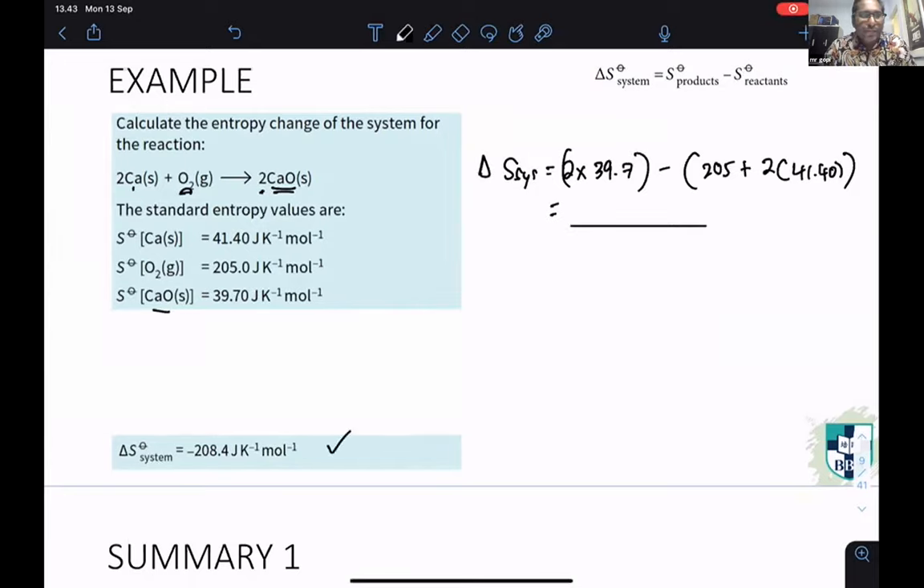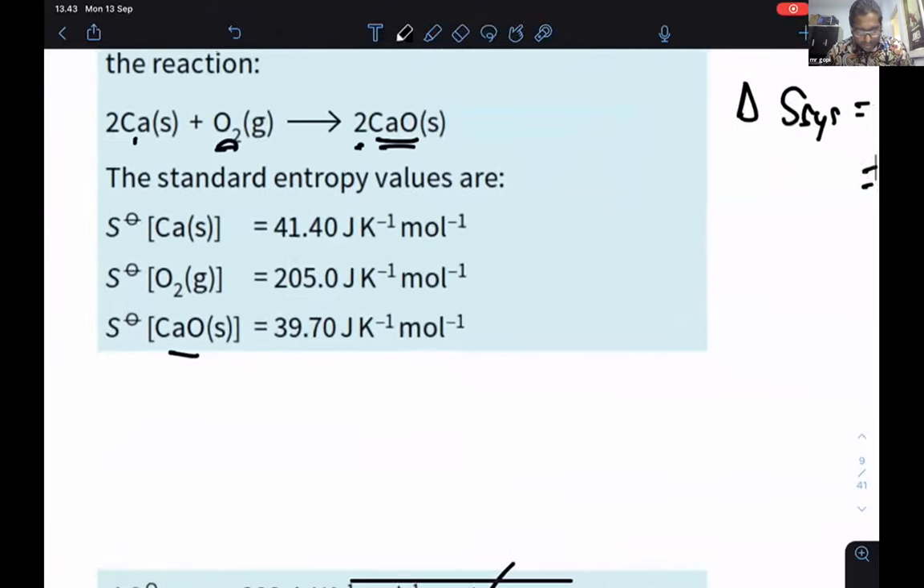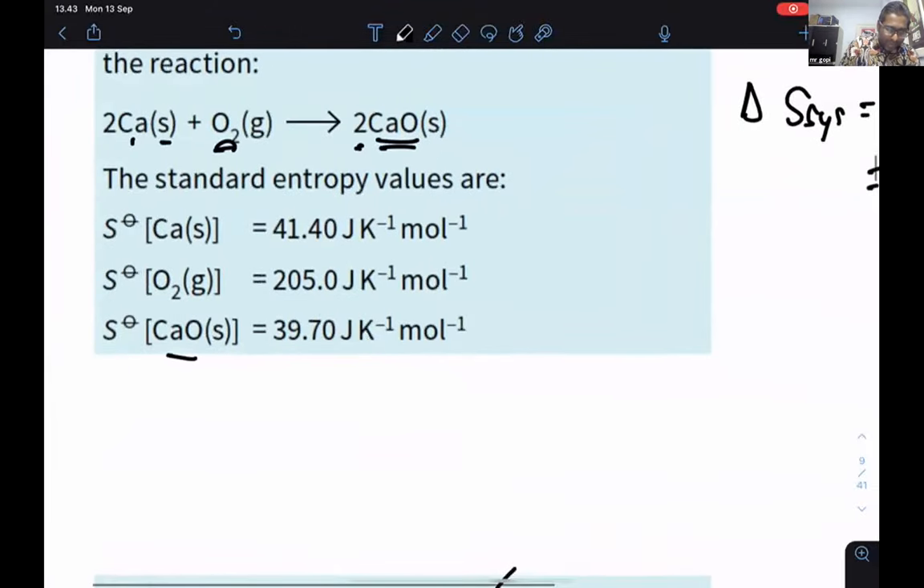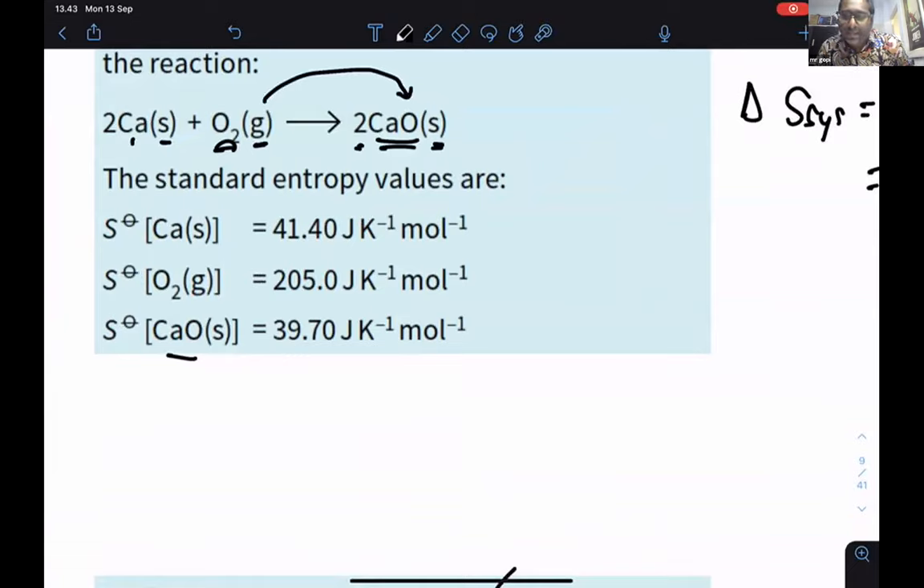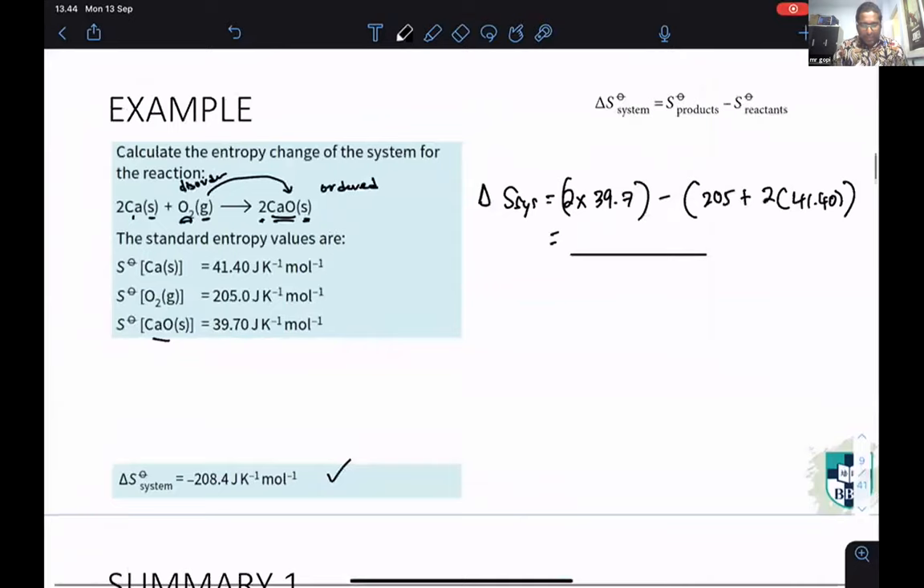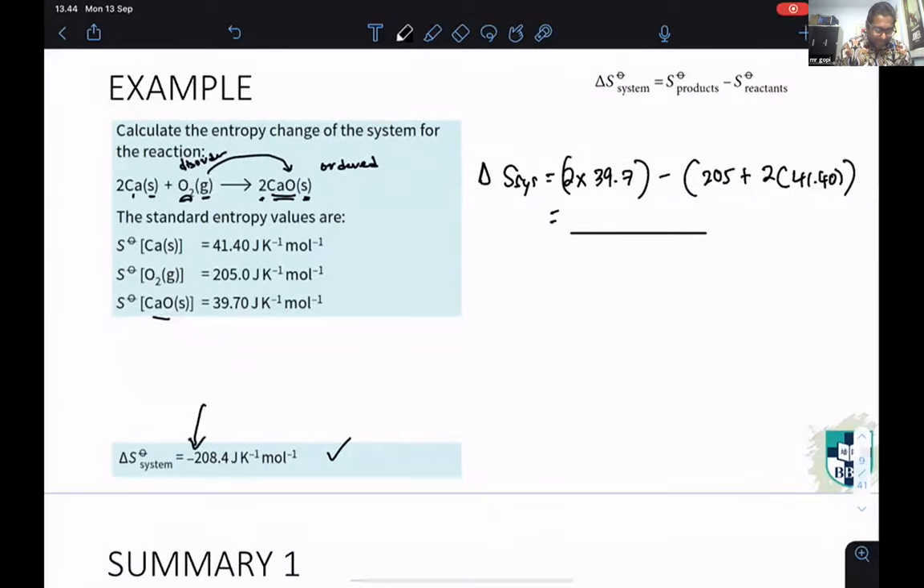So if you look at this as well, you can see solid and gas giving you solid only. You can see gas to become solid, you can predict. Gas to become solid. That is a lesser number of molecules of gas, so they are going to go from disorder to more ordered. So if they become ordered, the entropy change is supposed to be negative, and you can see.